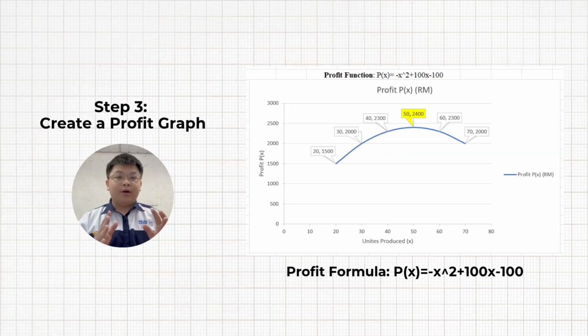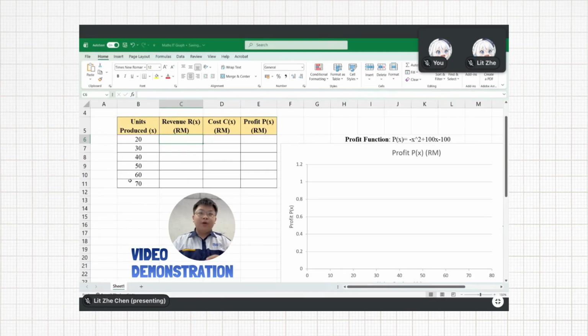After we have completed the table, we will use the graph function in Excel to create a line graph that consists of units produced and the profit, whereas the highlighted point is the maximum point that will produce maximum profit. First of all, we will look at the revenue column and we will insert the revenue formula, subsequently followed by the other revenue costs at different units.